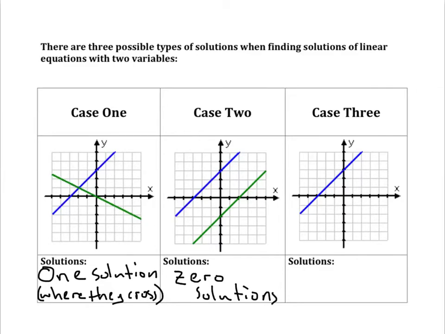And then for case 3, we only have one line drawn there, but really what I want you to think is that there is a second line that's drawn right on top of the first line. So if you have two lines that are graphed right on top of each other, they have infinite solutions. That means there is no limit to the number of solutions for that system of linear equations.